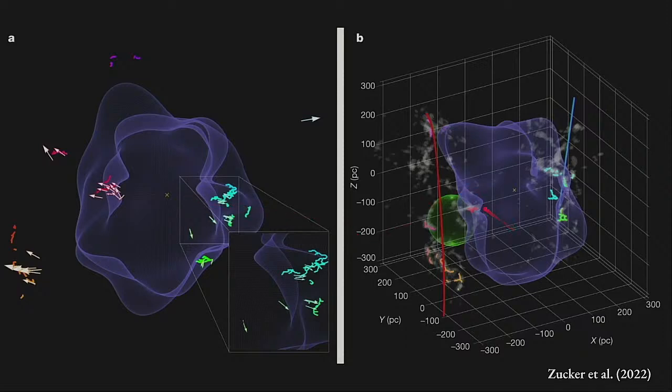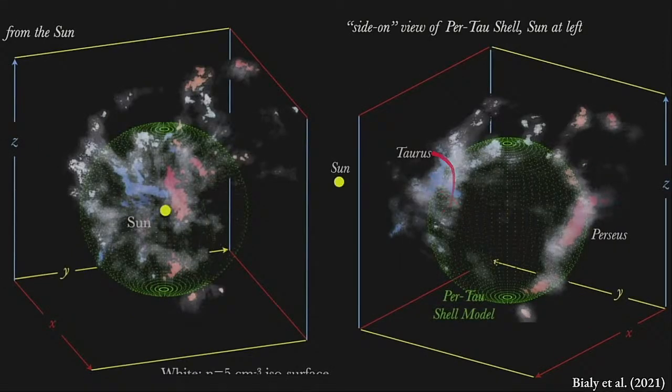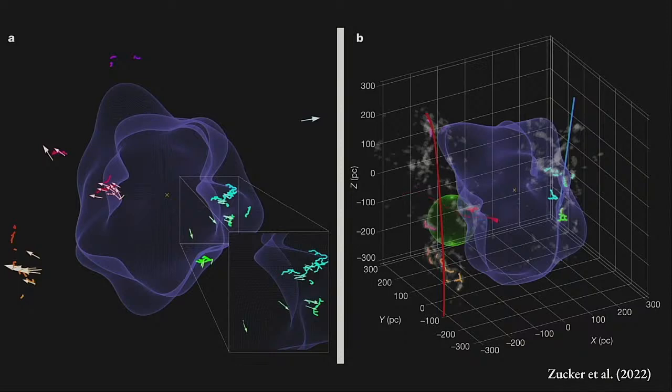Then on the right, you can see that the Perseus-Taurus shell actually meets the local bubble here. And so this cloud here, Taurus, is actually at the intersection of these two bubbles. So the gas there is being compressed in two directions. And so with that compression, you're able to get gas that's dense enough to form stars.